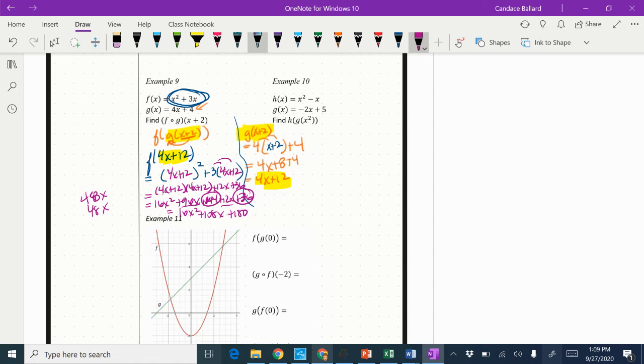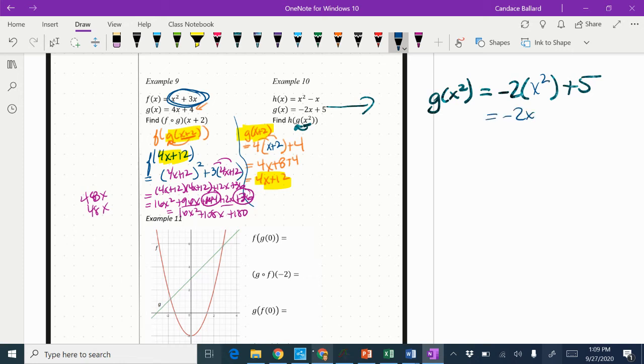All right, I'm going to move my work a little bit this way for the next one here. So this time it says I'm taking x squared and plugging it into g first. So I'm going to do g of x squared first. I'm going to write out my g, put a parentheses anytime I see an x, and plug in x squared. Probably didn't need to really do that. I just have negative 2x squared plus 5.